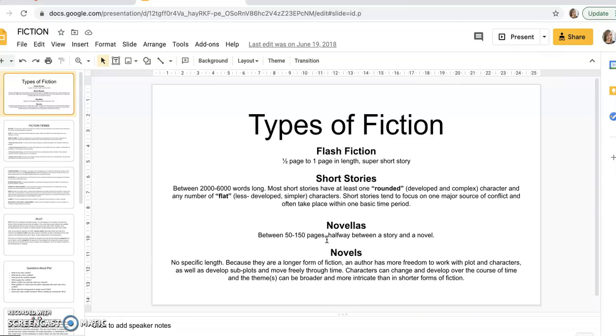And then there's novels. These are what you're used to reading as far as stories, like a book. And there's no specific length. They can be anywhere between 50 pages to 1,000 pages. It really goes throughout the gamut. And they have a mix of flat and rounded characters.